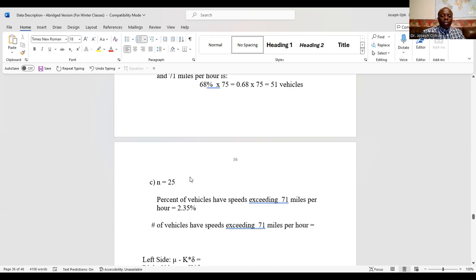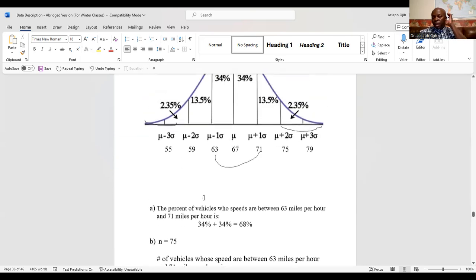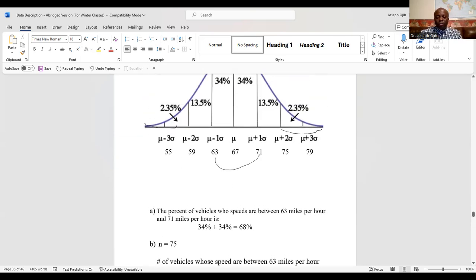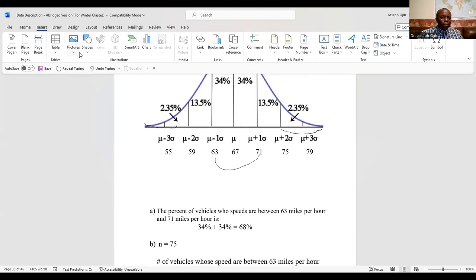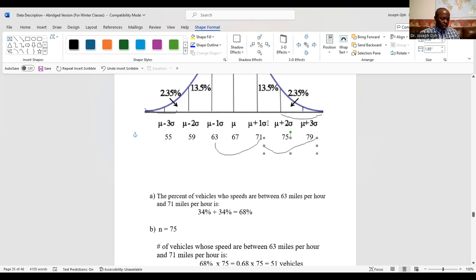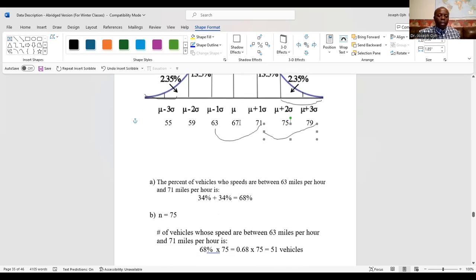So now the percent of vehicles whose speed exceeds 71 miles per hour. Let's get the percent first. This is 71 miles right here. From this point, it's 71. So exceeding goes from here to this. This is what we're looking for. That means we're going to add this plus that. So let me write it down: 13.5% plus 2.35%.